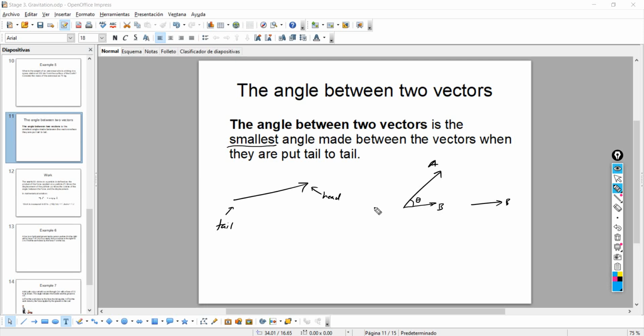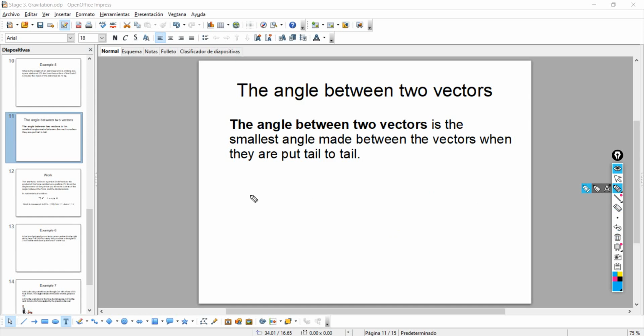Now, why not this other angle, guys? Because vector A and vector B also form this other angle, right, which is an obtuse angle. This is an acute angle, this is an obtuse angle. Why not this one? Why is this the correct one? Well, because of the definition. The definition is telling you that the angle between two vectors is the smallest angle that the two vectors make when they are put tail to tail. So basically, it has to be theta and not this other angle, because theta is the smallest one. Let me give another example.